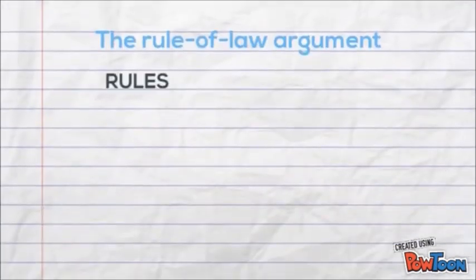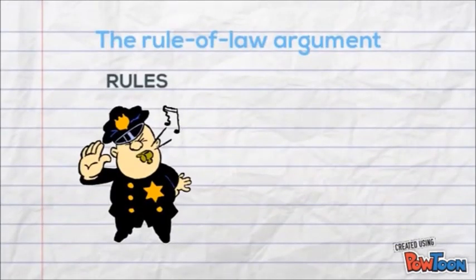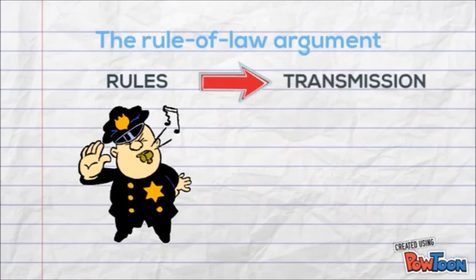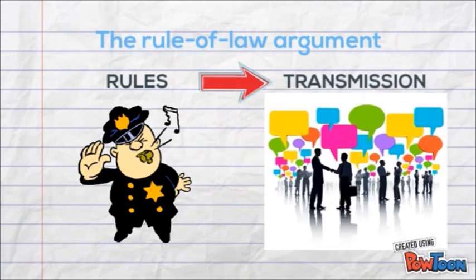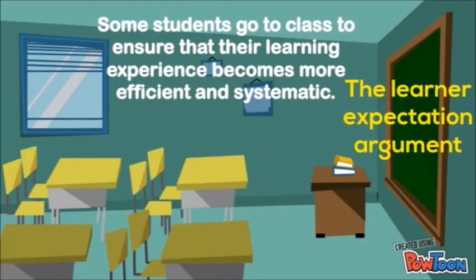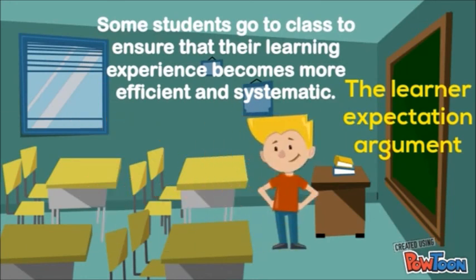The rule of law argument. Since grammar is a system of learnable rules, it lends itself to a view of teaching and learning known as transmission. In other words, you learn a rule and you interact with others, and the rule is transmitted. And our last argument in favor is the learner expectation. It is very important because some students go to class to ensure that their learning experience becomes more efficient and systematic. In other words, they want to learn grammar.